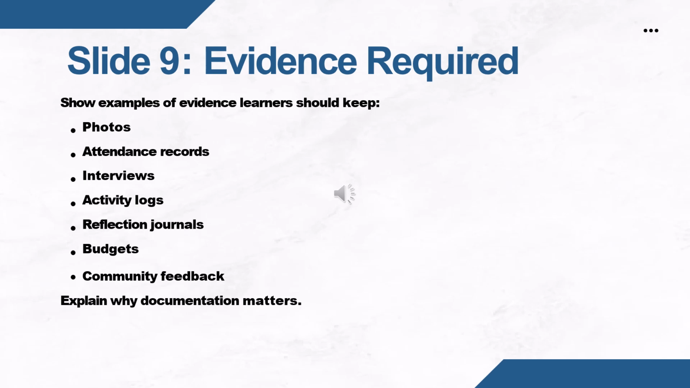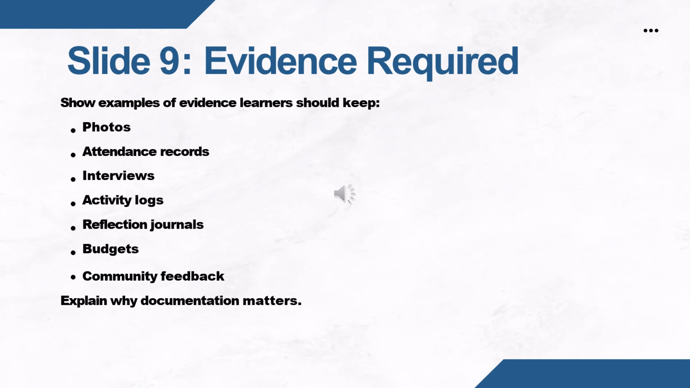community. Learners should take photos during different stages of the project to show their activities and progress. They should also keep attendance records to show who participated in each activity. Interviews with community members, teachers, or project beneficiaries can provide valuable information and feedback about the project's impact. Activity logs should be maintained to record what was done, when it was done, and who was involved.